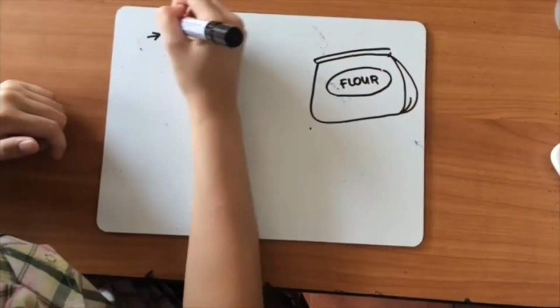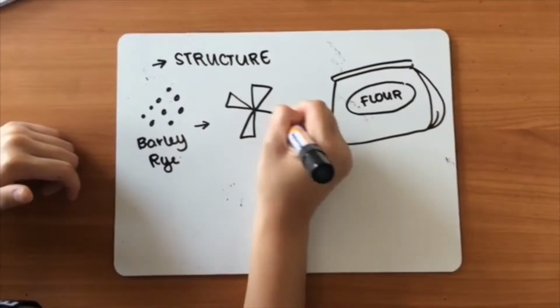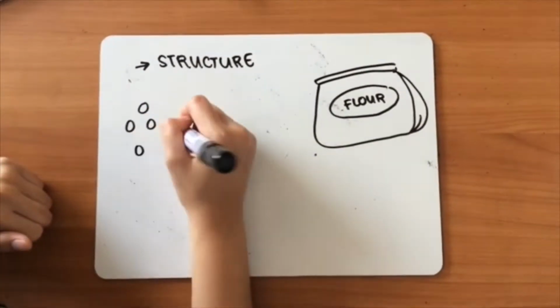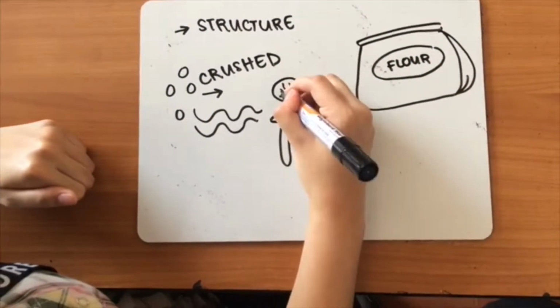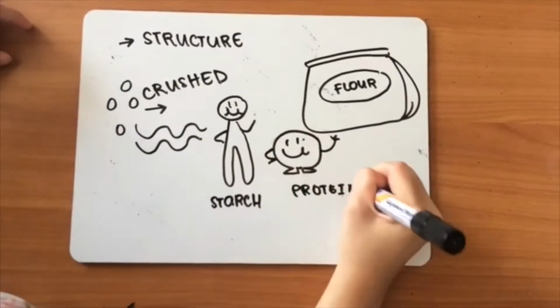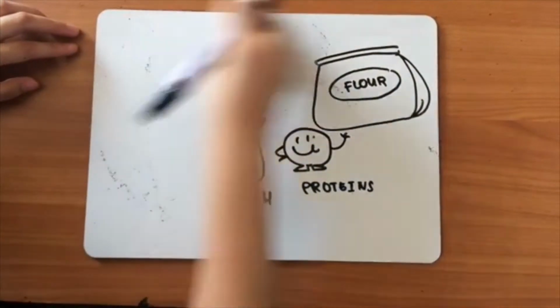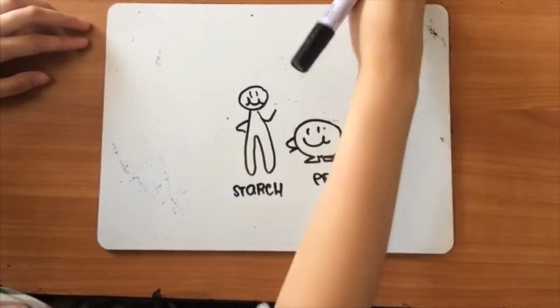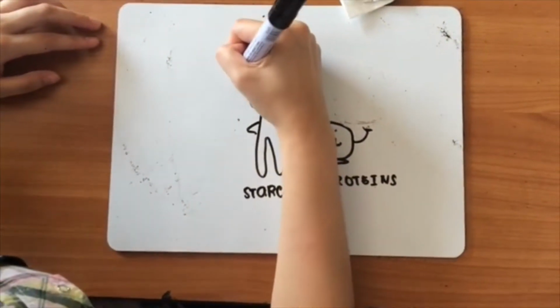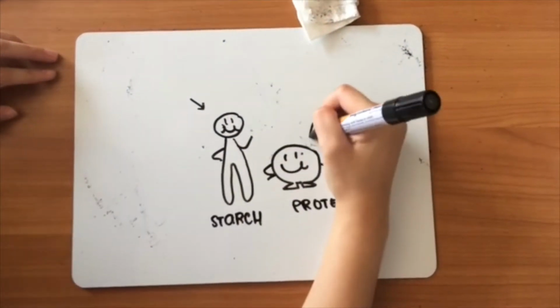Flour, which gives bread its texture, is made by milling cereal grains such as wheat, barley, or rye. The grain seeds are then crushed, releasing starch and proteins. Starch molecules are long, gangly polymers of simple sugars linked head to tail by chemical bonds. Proteins contain tons of amino acids strung together.